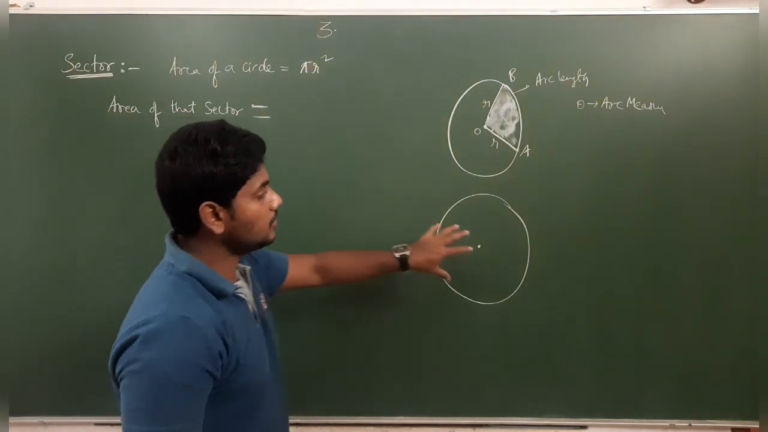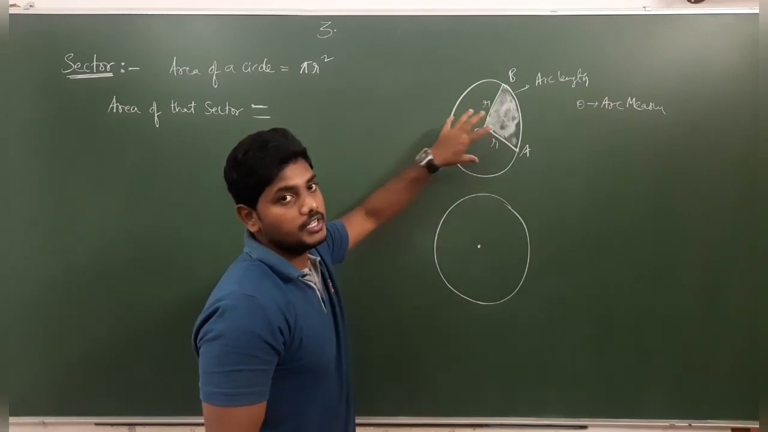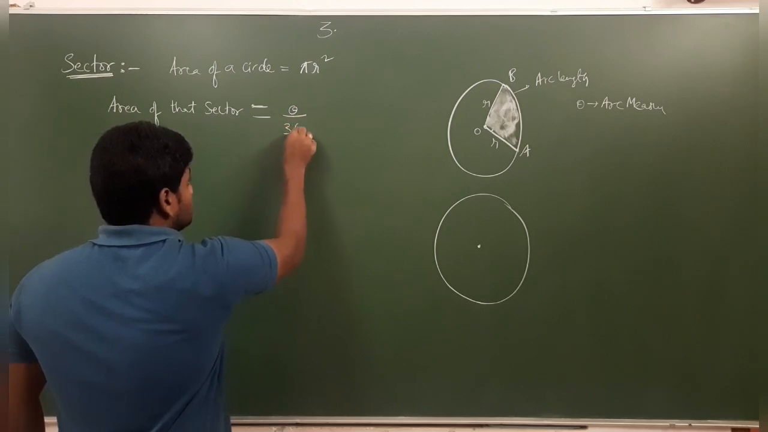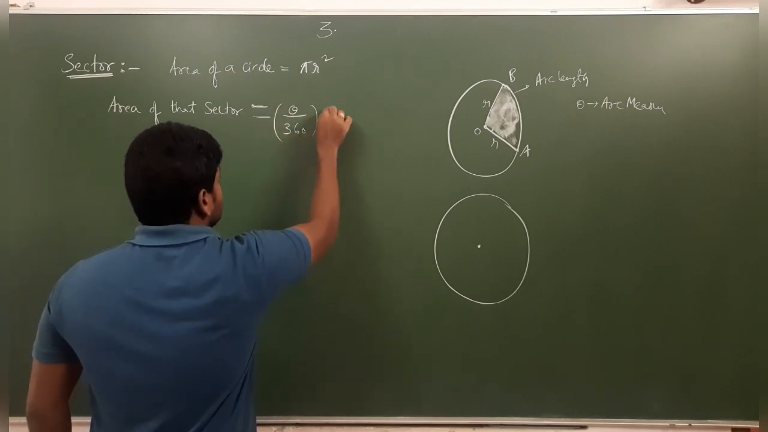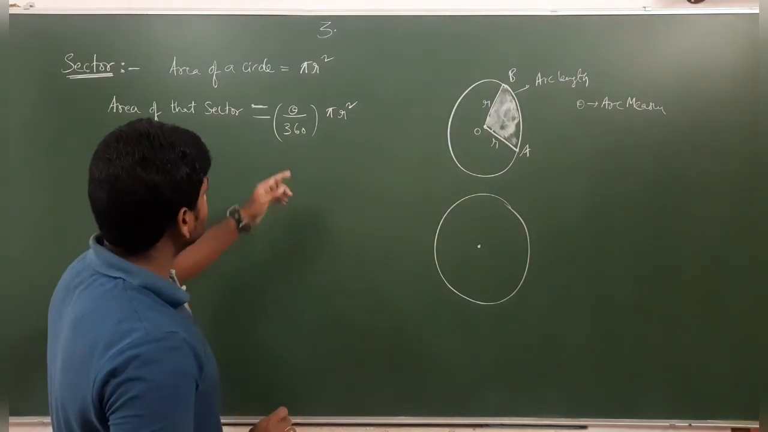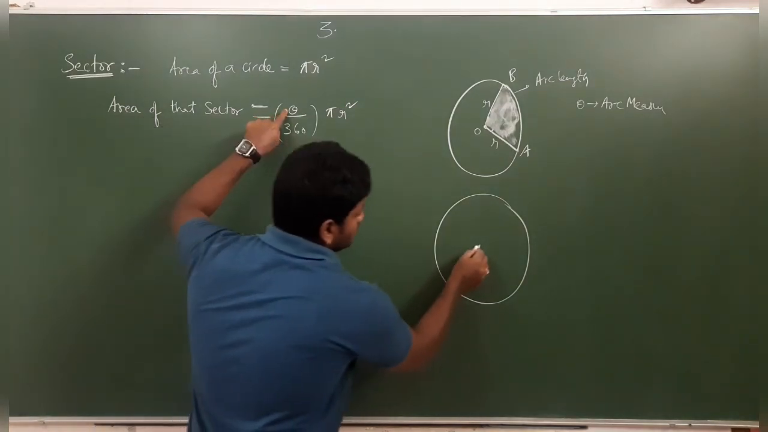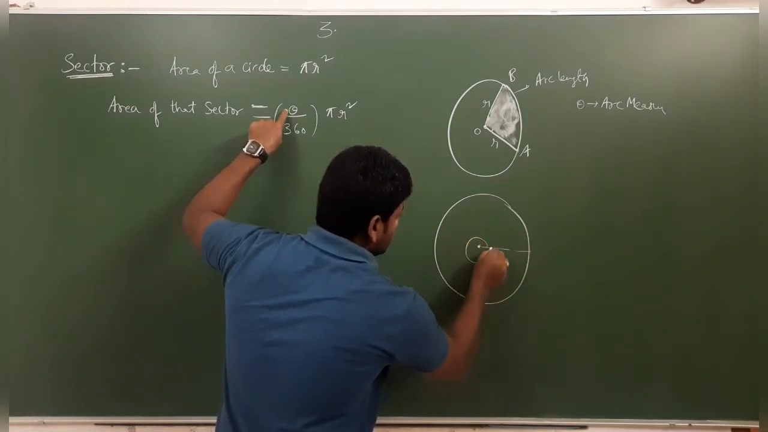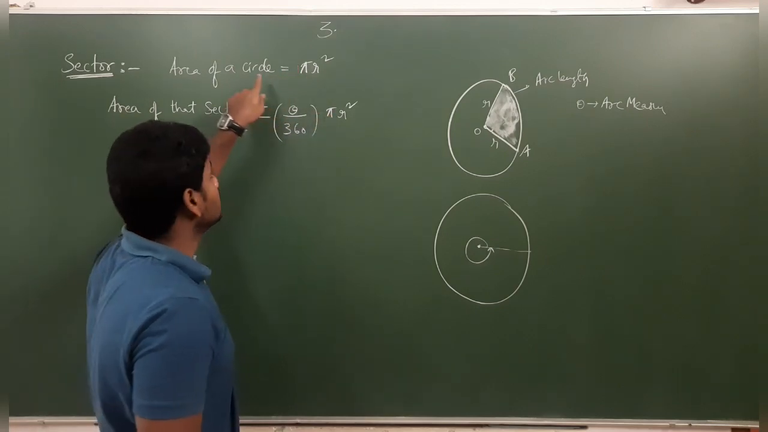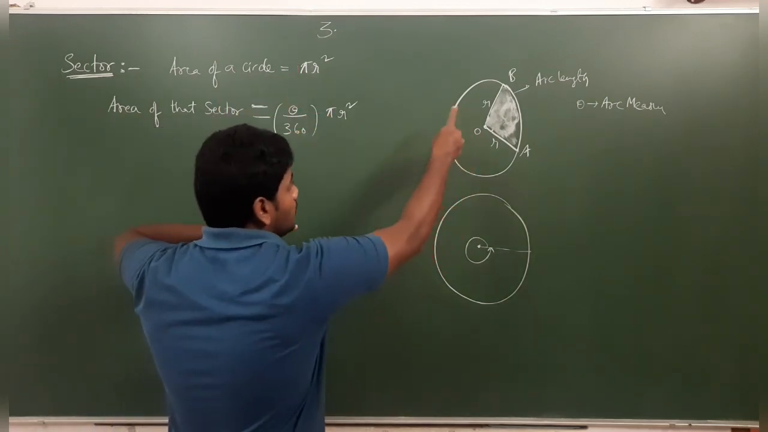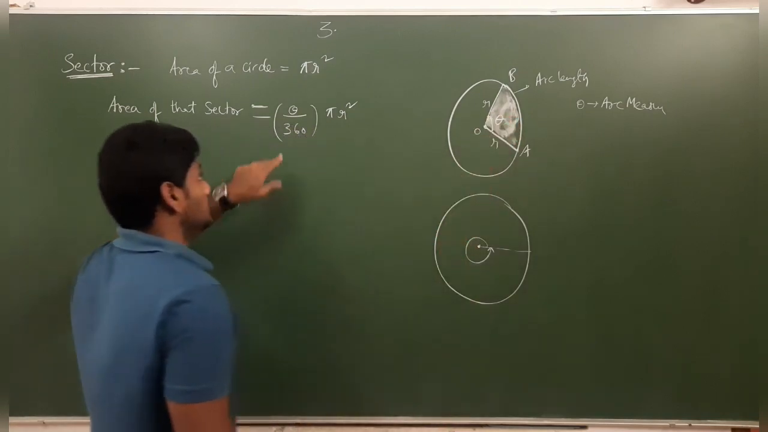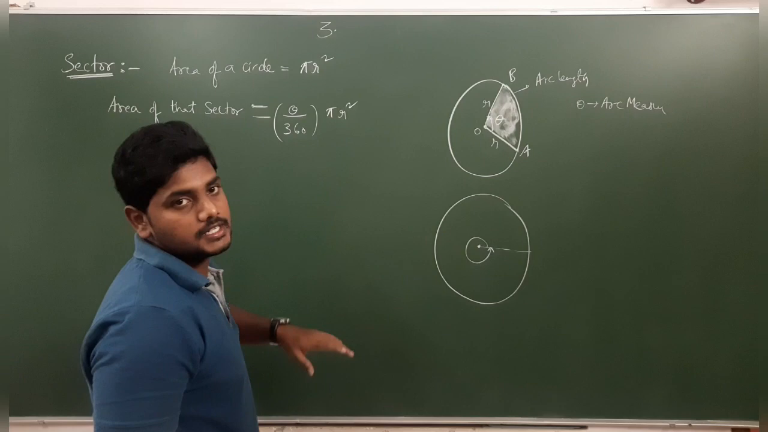Now by using this area of the circle, how will we find the area of a sector? The area of sector formula is theta by 360 into pi r square. As we know, if theta is 360 degrees, 360 by 360 cancels, and we get pi r square, nothing but the area of a circle. To find the area of a sector, if this is theta, the formula is theta by 360 into pi r square.